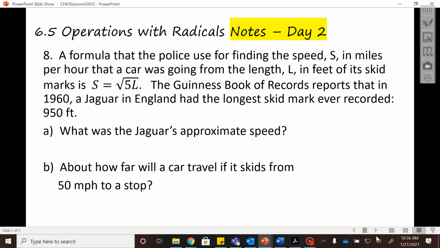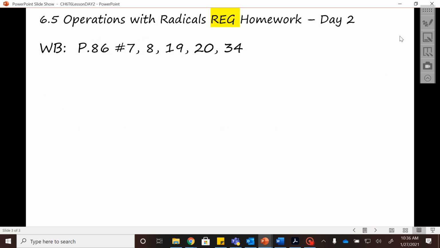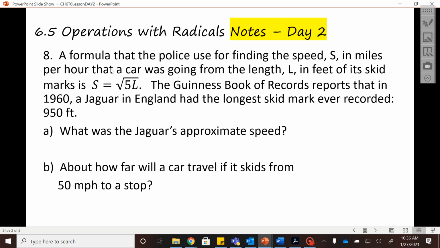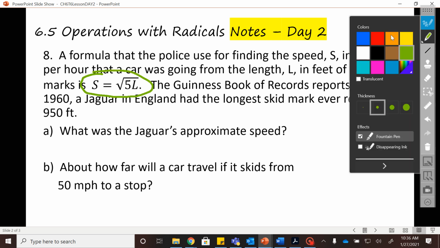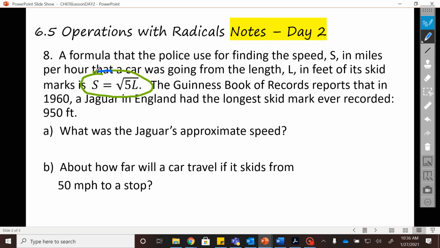All right, and then we're going to look at just a real quick modeling problem, because there is a question in the homework like this modeling problem. It says a formula that the police used for finding the speed, S, in miles per hour that a car was going from the length L in feet of its skid marks is S equals square root of 5L. So this is the formula we'll be using. S measures the speed of the car, L measures the length of the skid mark, and this is the relationship between the two.